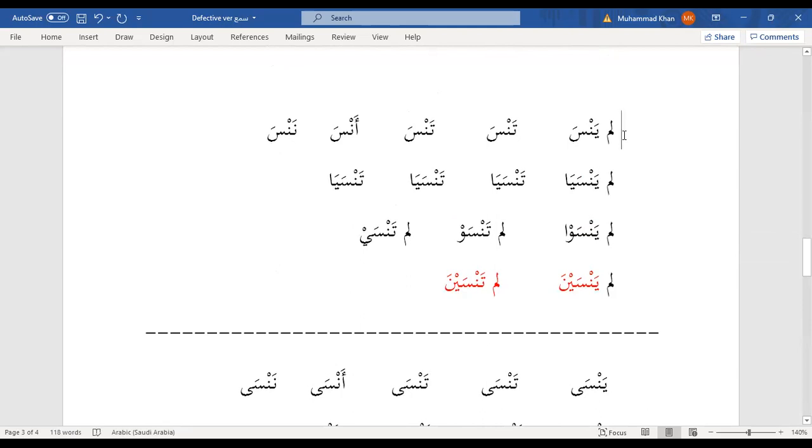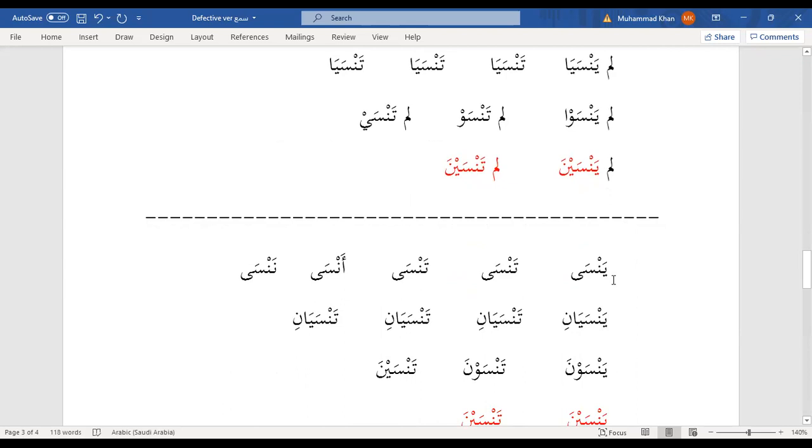We have chosen lam and harf lan because they are the most commonly used in Arabic language and also in the Quran. So lam means didn't, and lan, when we use that, means will not. So you should know the meaning as well. So when we use harf lan, it means will not. Okay. Lan yansa.